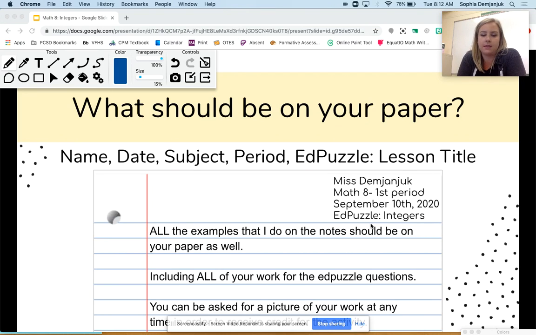So you're going to put your name at the top. Then afterwards, you're going to put the subject, Math 8, your period, what day it is, and then since we're doing an Edpuzzle activity right now, you're going to say Edpuzzle and then that lesson title. So this lesson was integers.